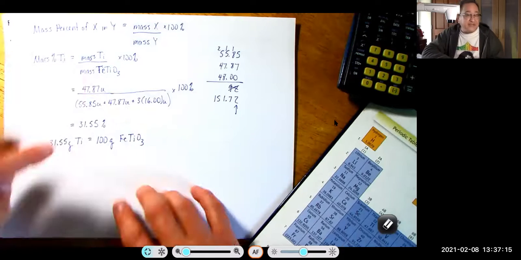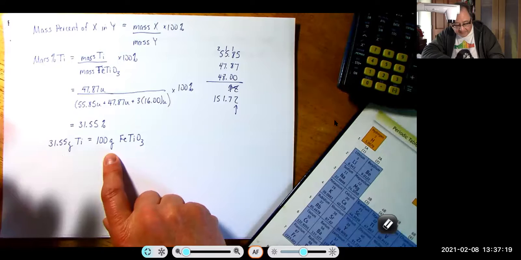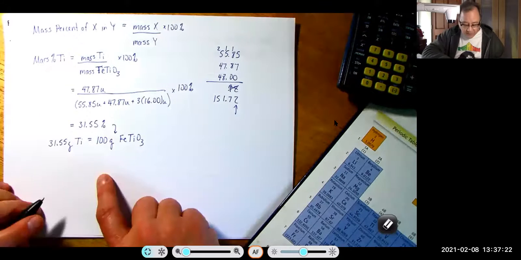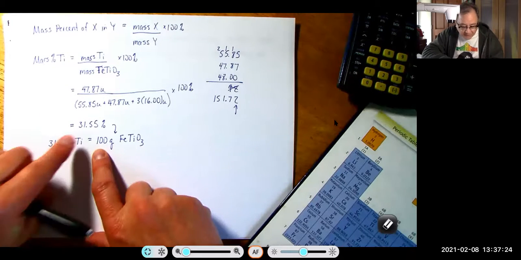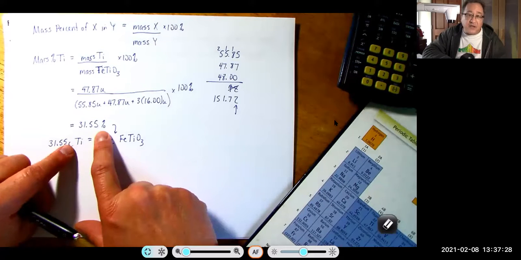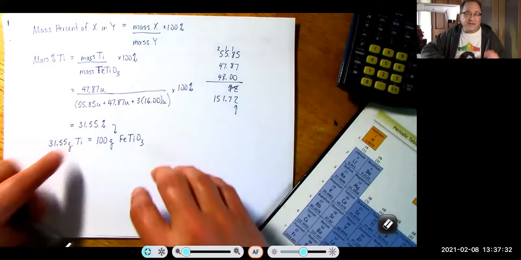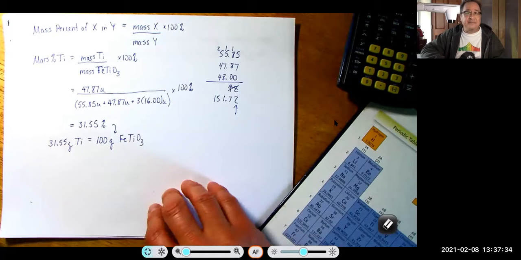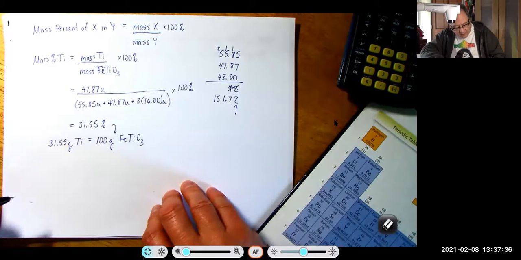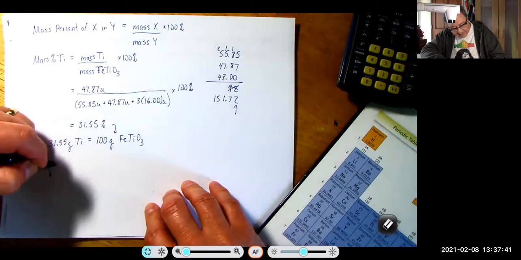So that's what this means. Is everyone okay with that? How do I know it means 31.55 and 100 grams? And the answer is because percentage means 100% exactly, not kind of, not sort of, exactly. It's defined.